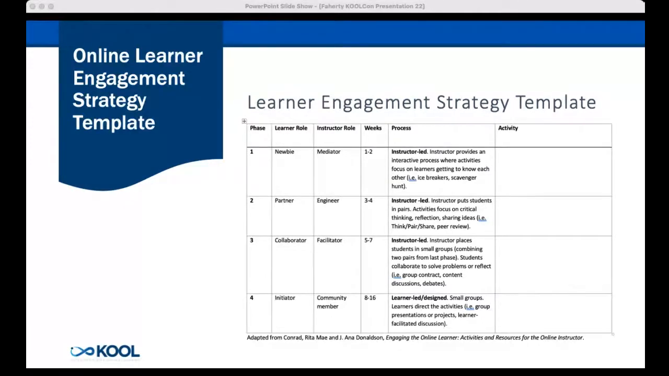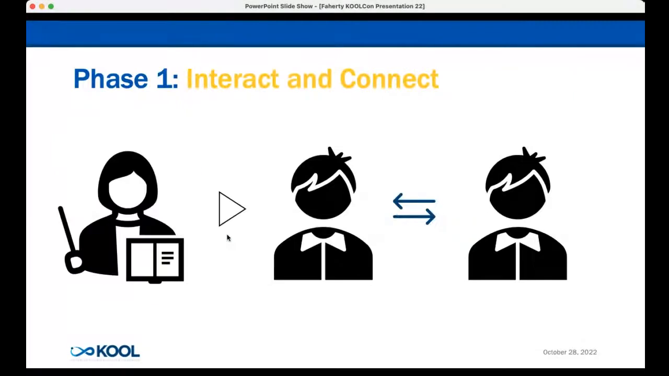All right, so I want to explain what this strategy is, especially in terms of the phases. Phase one for me is what I call the interact and connect phase for my students. And if you notice, we're all kind of equal in the icons on this slide. What I mean by that is that my role is pretty involved in this phase. I'm creating the assignment. I'm giving some specific guidelines for students to do, but the purpose is for them to interact with each other and connect with each other.